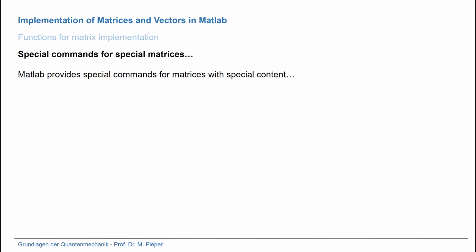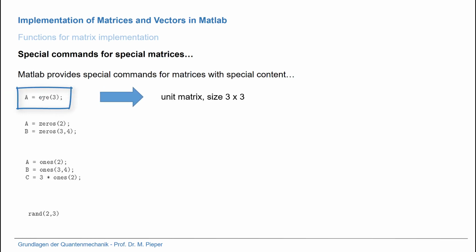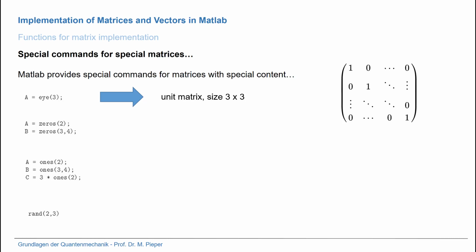If you want to implement special matrices in Matlab, then maybe Matlab provides a function for this purpose. Here are some examples. Let's go from top to bottom. So the I matrix is a unit matrix. That means we have ones on the diagonal and zeros on the off diagonal. The 3 in the round brackets tells you that the size is 3 by 3. Unit matrices are always square matrices.